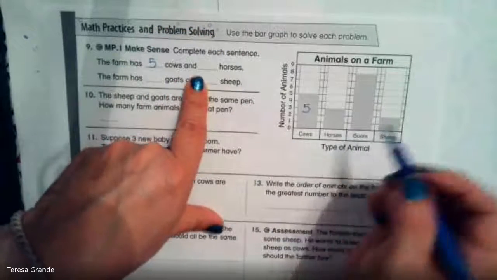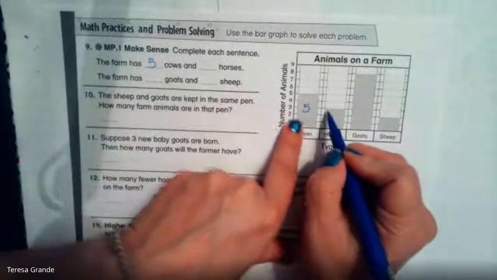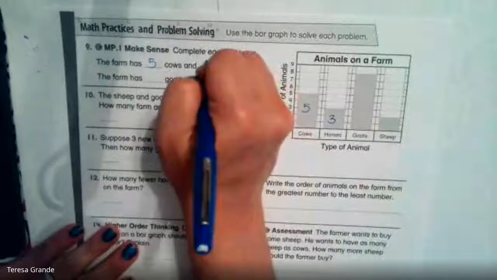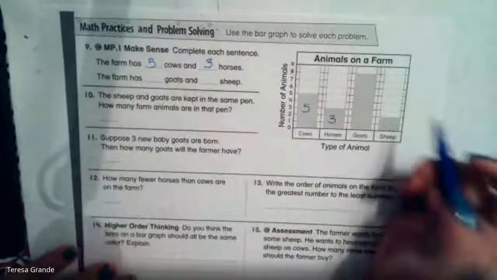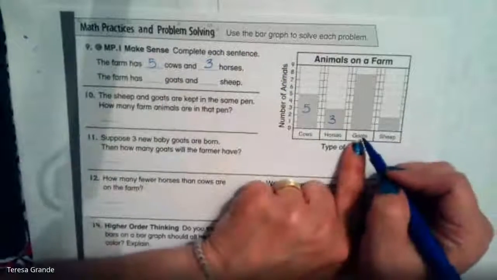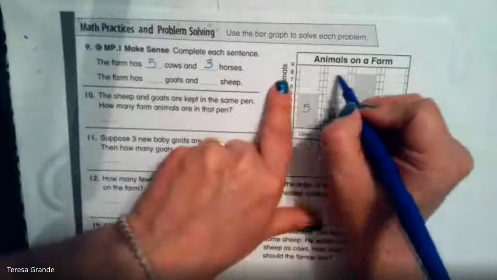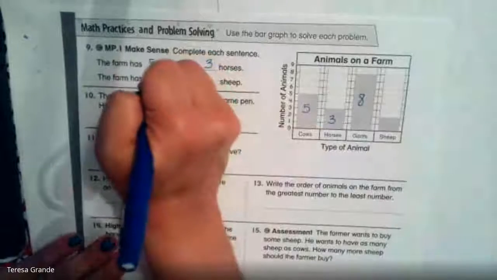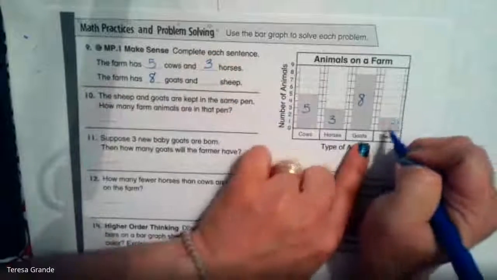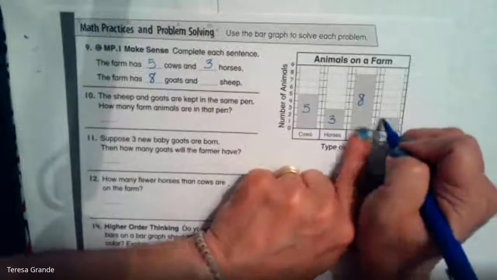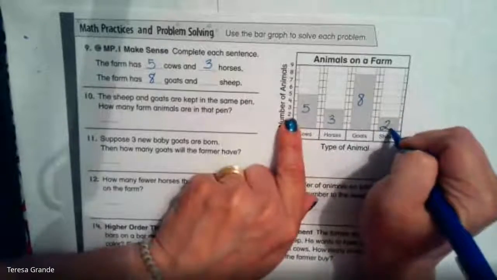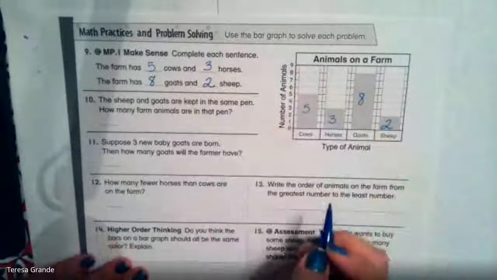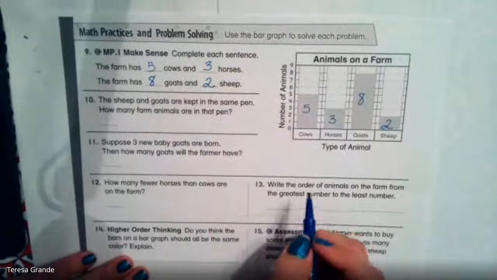How many horses? Let's take a look here. Horses, line across. 3. The farm has how many goats? Go up, over. Answer is 8. And how many sheep? Up, over. The answer is 2. The sheep and the goats are kept in the same pen.